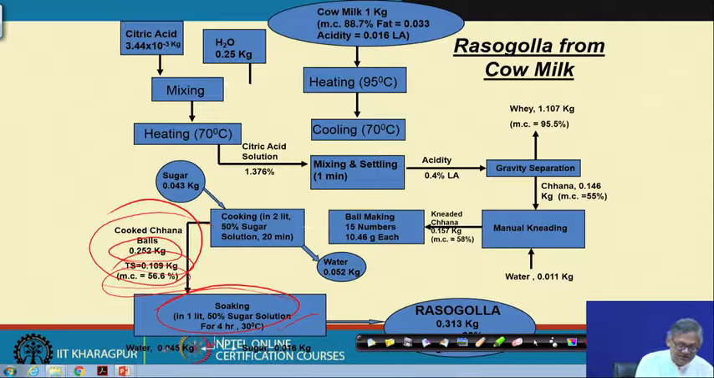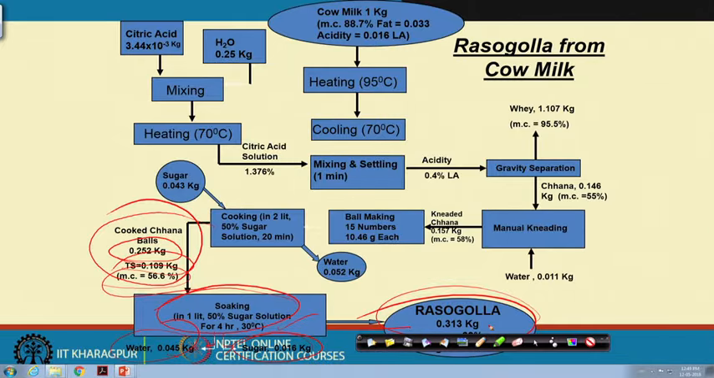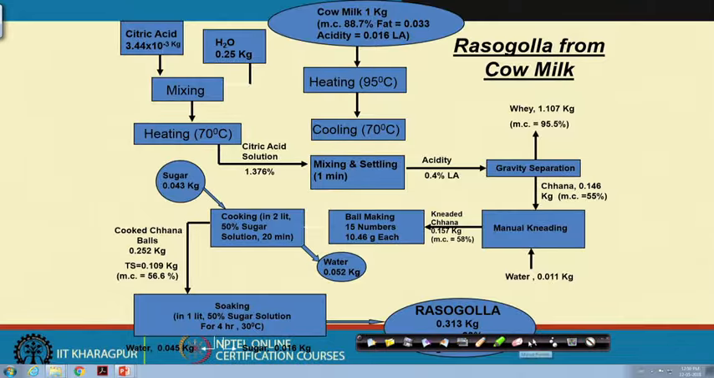Then you get water out around 0.0545 kg, and you also get out sugar 0.016 kg. Then you get Rasogolla, 0.313 kg, right. This 0.313 kg of Rasogolla which you got was very good in taste, and the shape and size were also absolutely perfect, right.